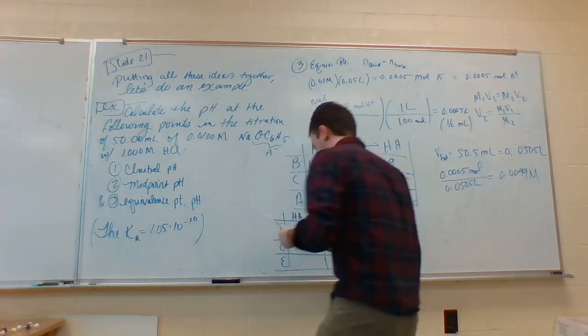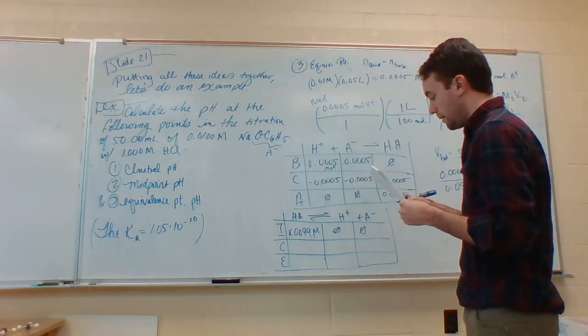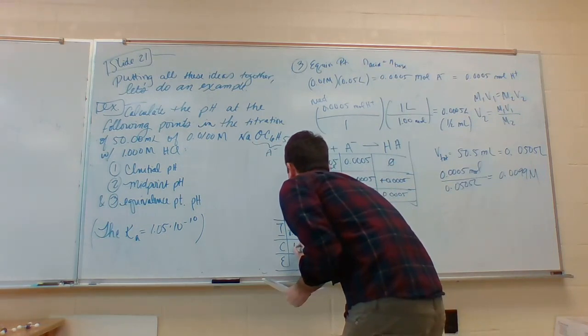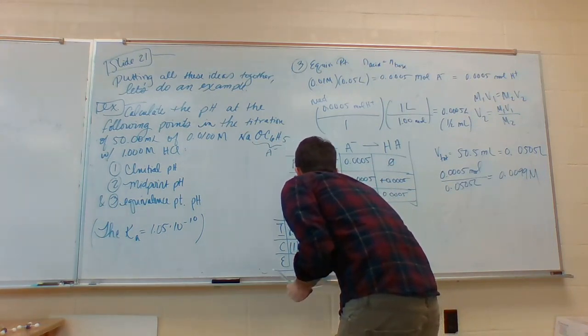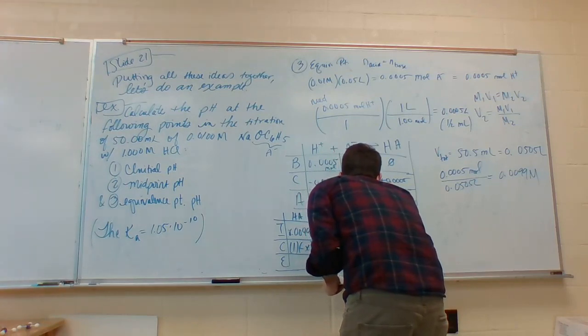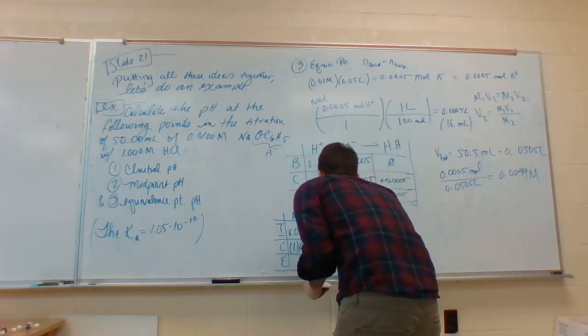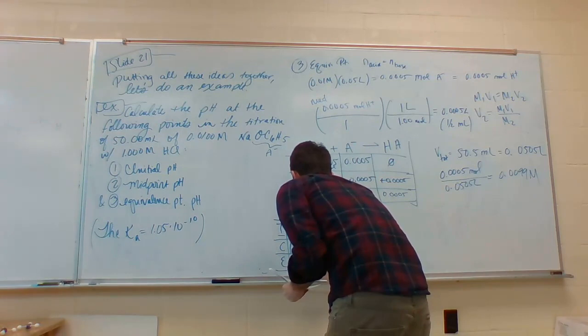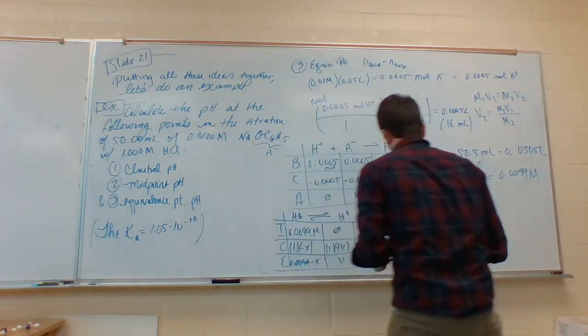0.0099 molar. All right, so we would say 1 times negative x, 1 times positive x, 1 times positive x. So you get x, x, and 0.0099 minus x, all right?